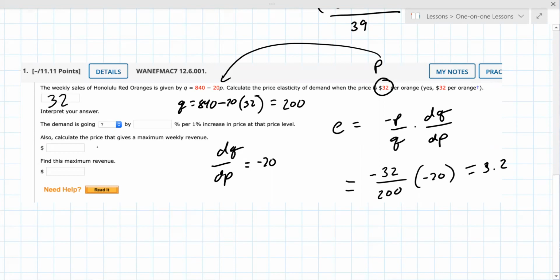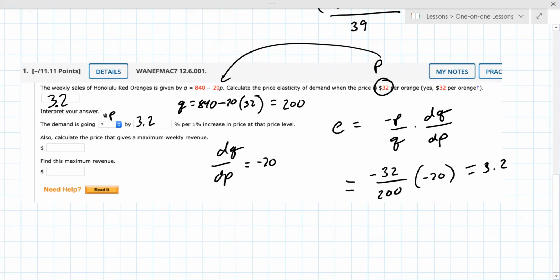Okay, so the weekly sales is 32. So interpret 3.2. Interpret your answer. Now this is the interpretation part. The demand is going, I guess, up is probably the answer, by 3.2% per 1% increase in price at that price level. You just take these numbers, and if it's positive, it's up. If it's negative, it's going down.